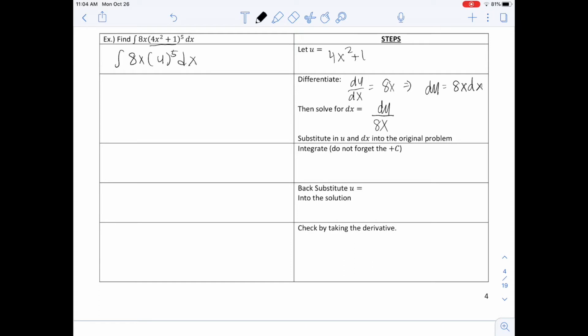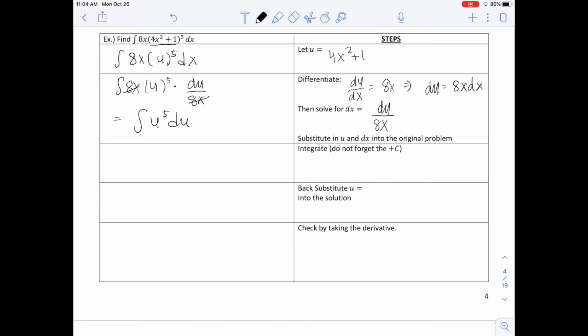It says substitute in u and dx into the original problem. So my integral is now going to become the integral of 8x. We already substituted in u. And dx we just found is equal to du divided by 8x. This is really nice because you'll notice your 8x's are going to reduce or cancel out. And we're left over with the integral of u to the 5th du.